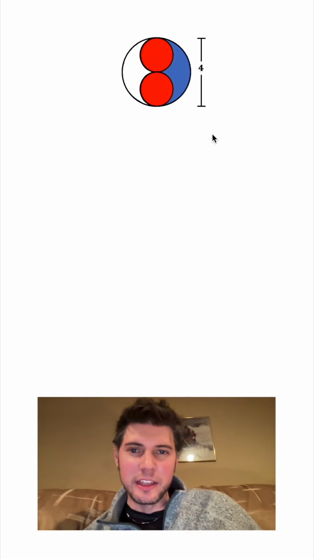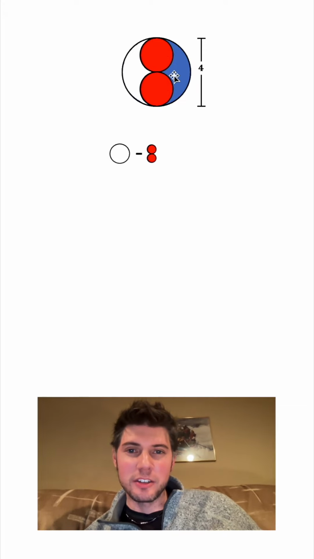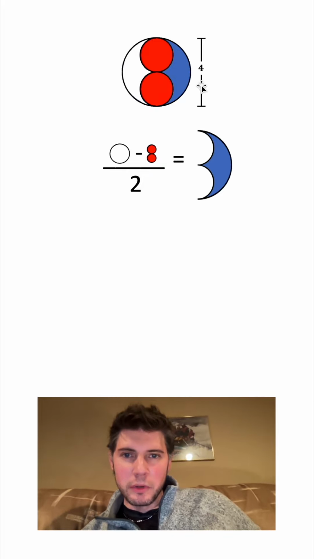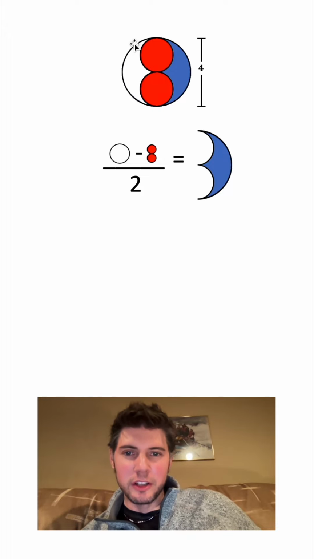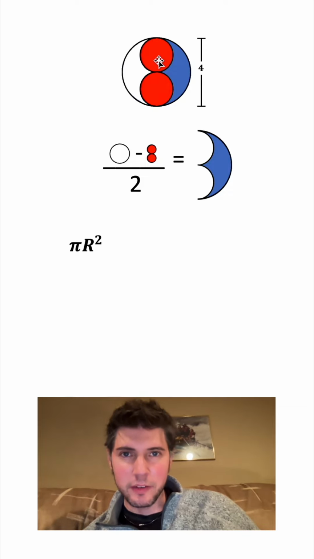The way we're going to calculate that is we're going to take the larger circle, subtract the red circles, and that's going to give us these 2 areas here. And then we're going to divide by 2, and that would give us the area of just the blue one. And this is how we're going to find it. So we need the area of the large circle. We're going to call that pi r squared. I'm going to make it a capital R to represent the larger radius of the bigger circle.